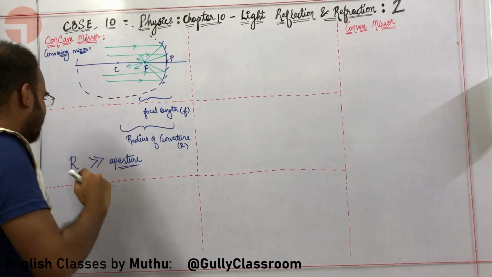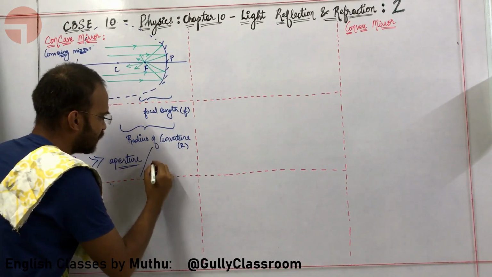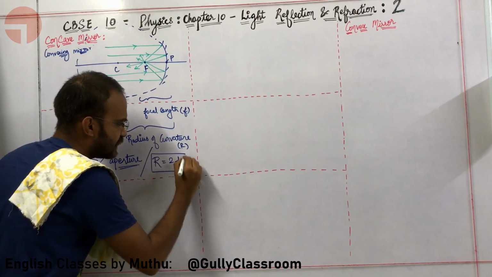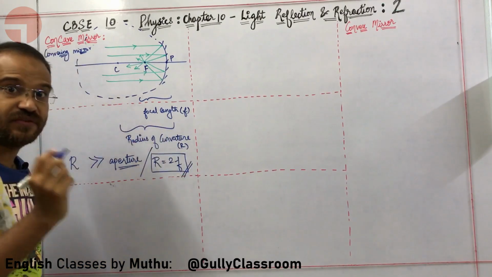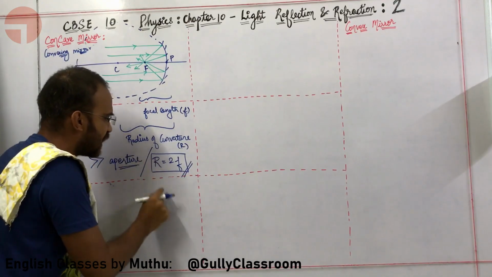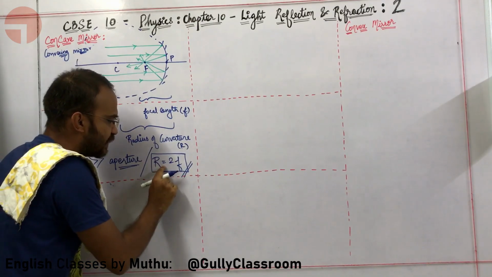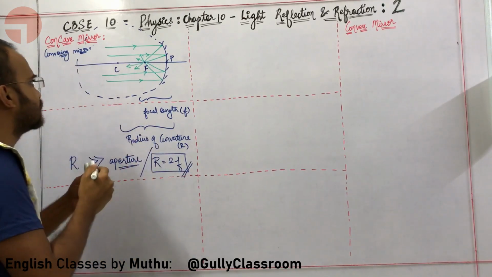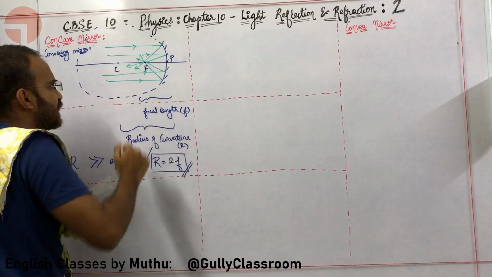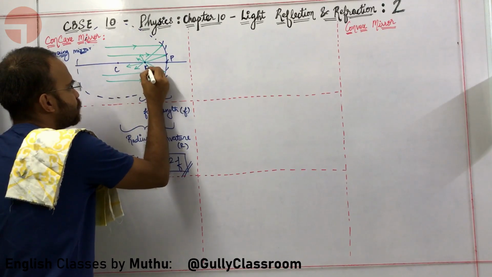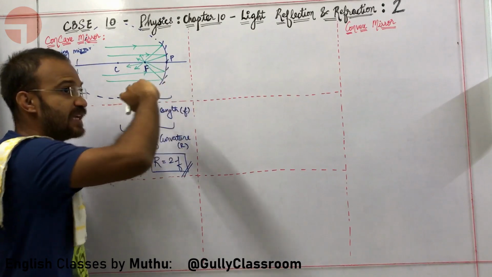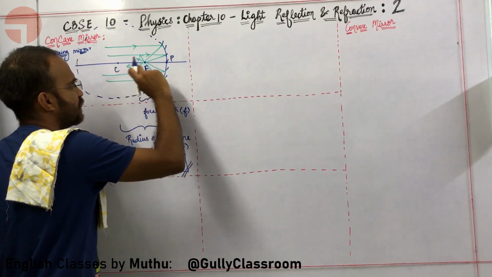Only in those conditions, what will happen? I can write that radius of curvature is nothing but twice the focal length, R = 2f. This is a limiting condition. We are going to study mirrors which only obey this law. Kindly look here. This is one focal length, this is one focal length. Here F, or principal focus, is right in the middle of the center of curvature and the pole.